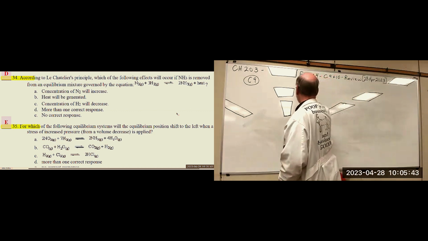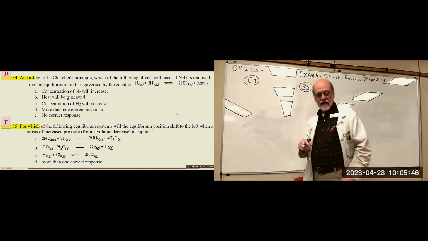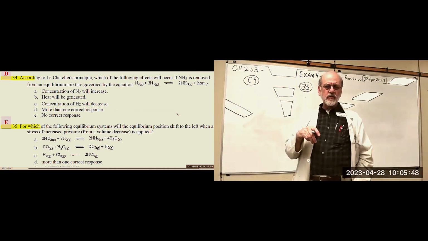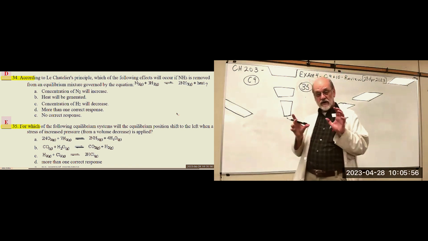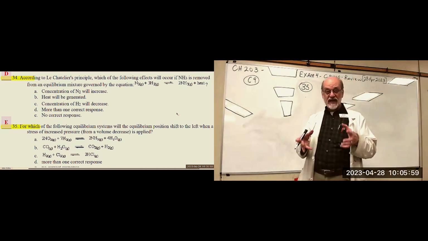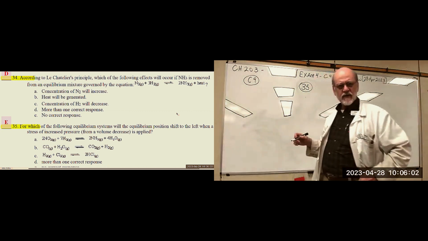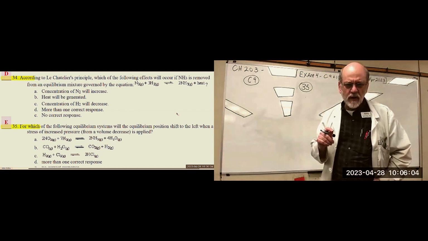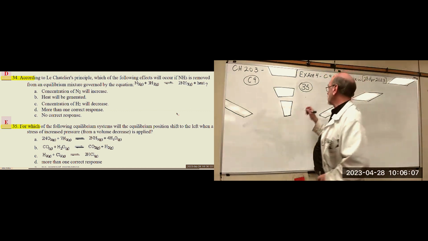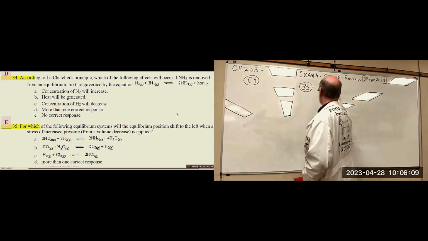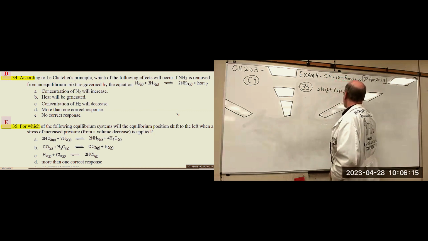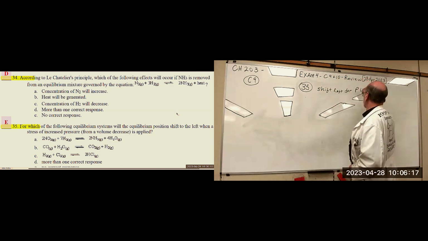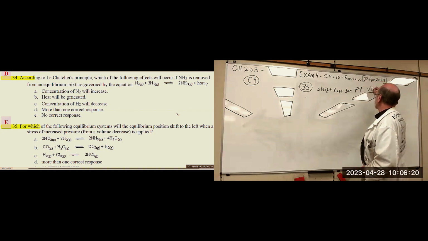35. For which of the following equilibrium systems will the equilibrium position shift to the left when a stress of increased pressure from a volume decrease is applied? Okay, now we're talking about how gases behave. I guess I better write these. We're looking for shift left for pressure increase by a volume decrease.